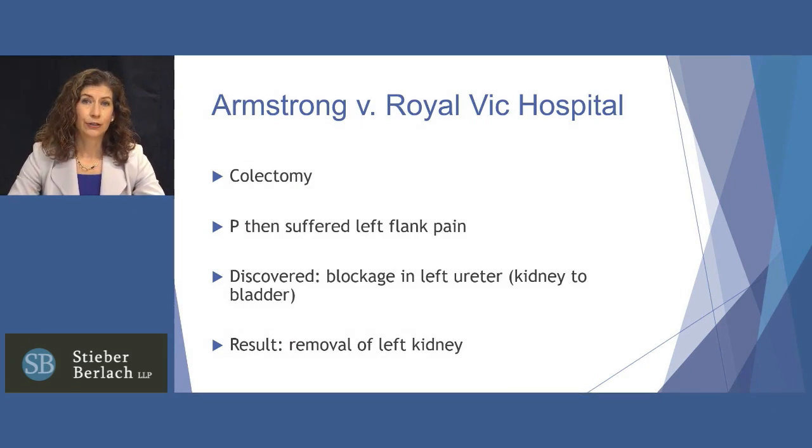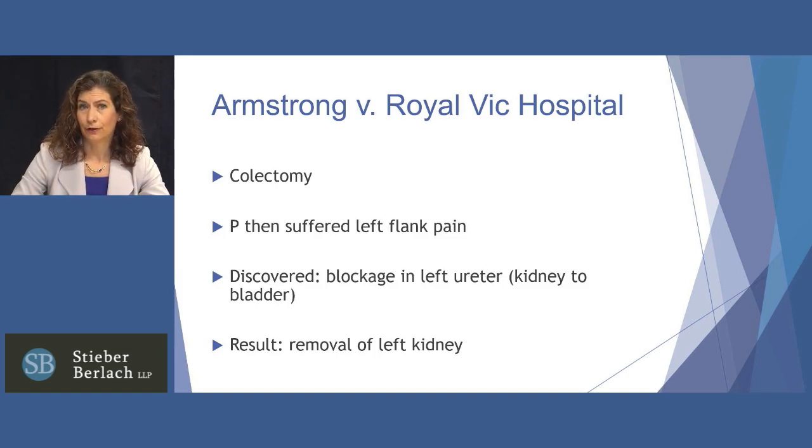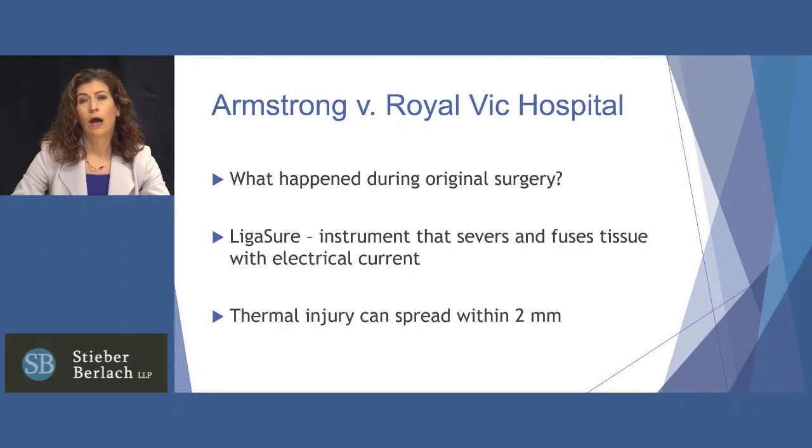The surgery at issue was a colectomy. After the surgery, the plaintiff, Miss Armstrong, suffered a severe left flank pain, and after some examinations, it was discovered that there was a blockage in the left ureter, which is the tube that connects the kidney to the bladder. And unfortunately, Ms. Armstrong had to have her left kidney removed.